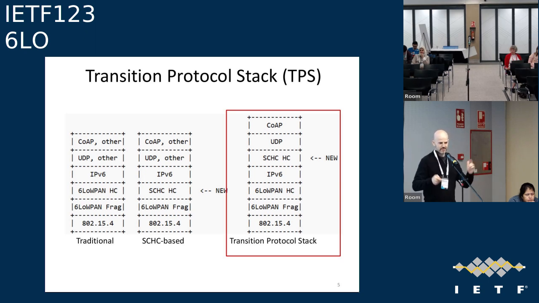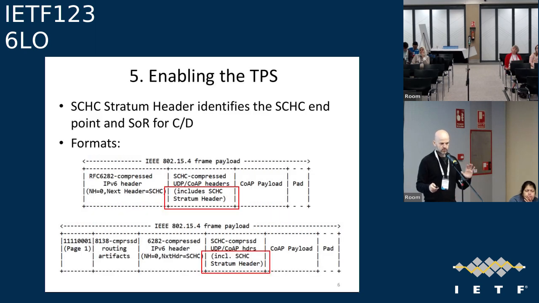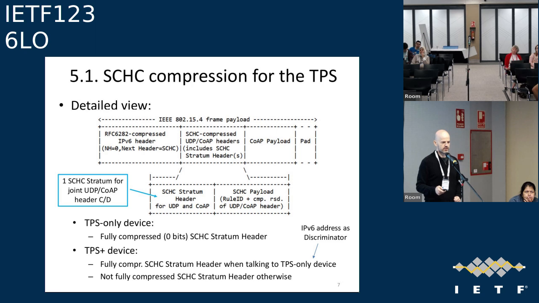Another approach that we had been discussing, perhaps might also be feasible, would have been one SHC stratum below UDP and then another one between UDP and CoAP. So that's perhaps another option that might technically work, and perhaps that's something that might still be discussed. But for the moment, we have just one SHC stratum.